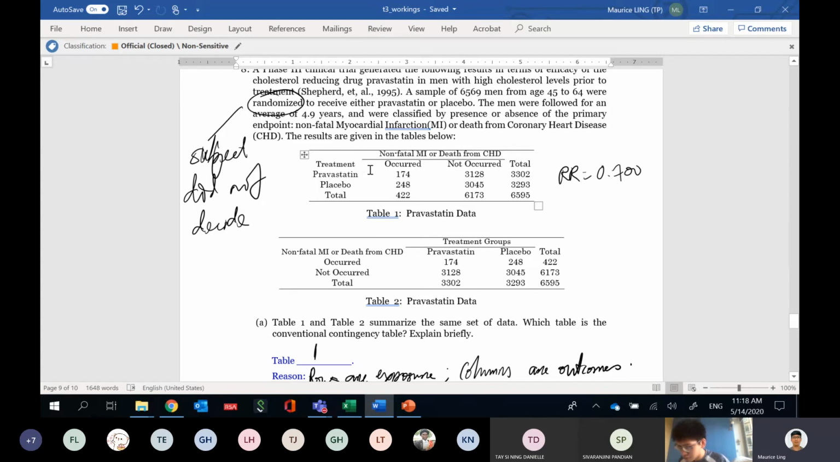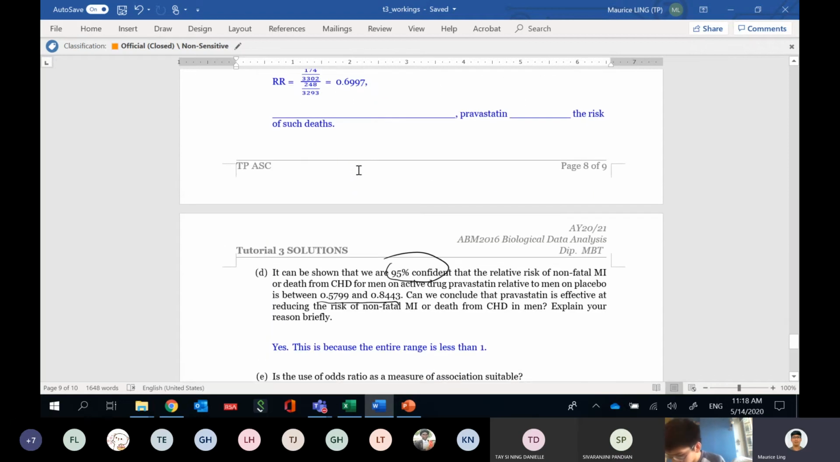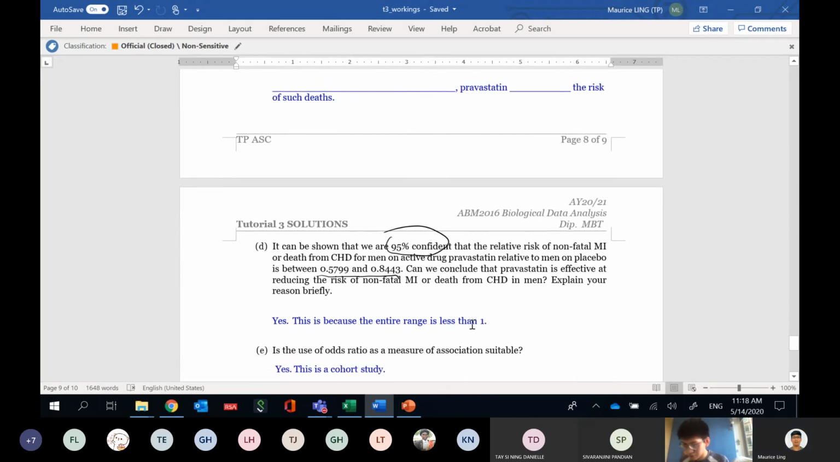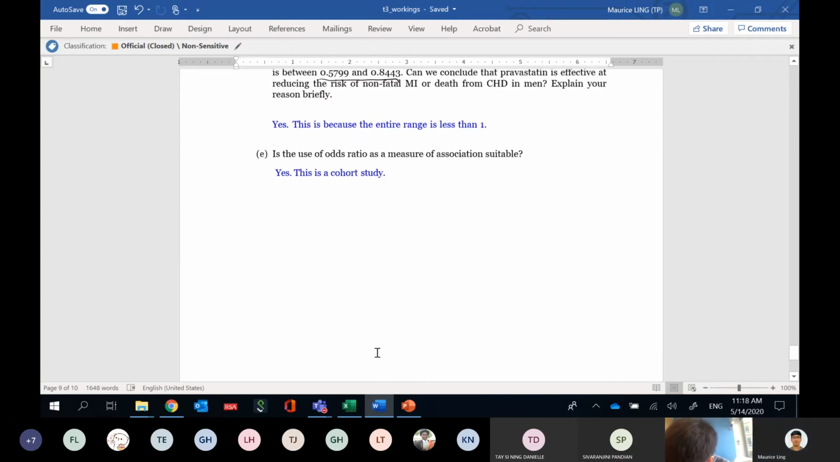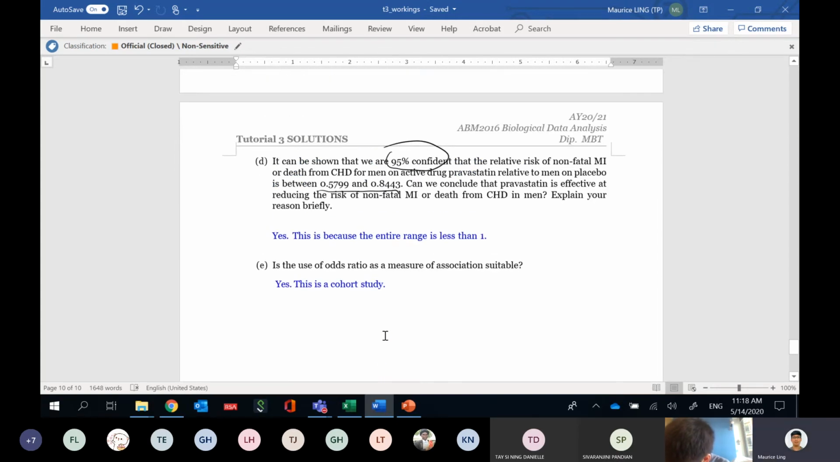Make sense? Okay. So that's how you can interpret your results. A relative risk and odds ratio is actually a ratio. Yeah, because the range is less than 1. So use of odds ratio is also possible because it's a cohort study. So this part is easy. You have to know how to interpret the relative risk and odds ratio.